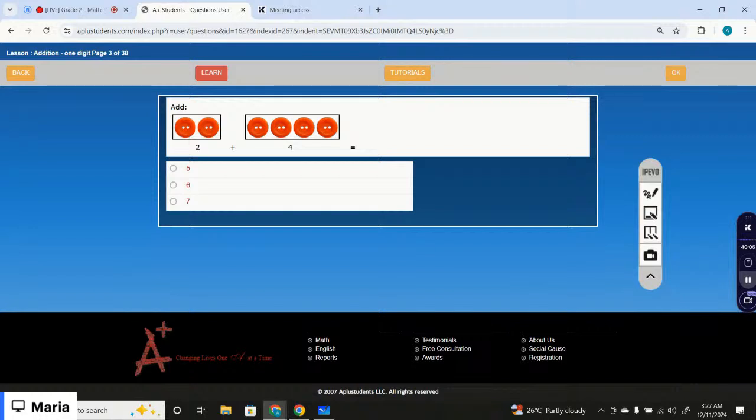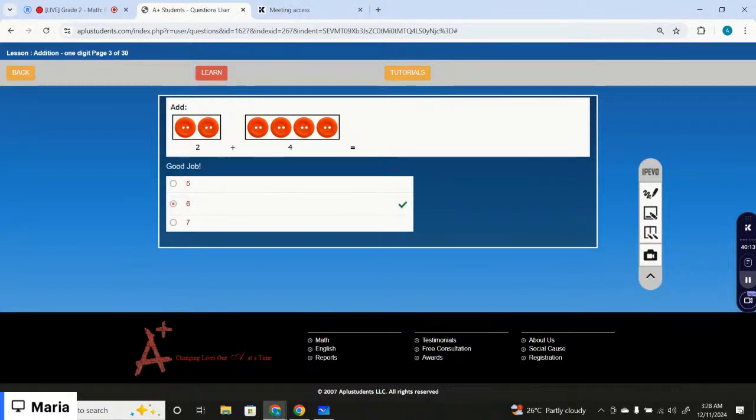2 plus 4 equals 6. The correct option is 6. Option number 2 is the correct option.